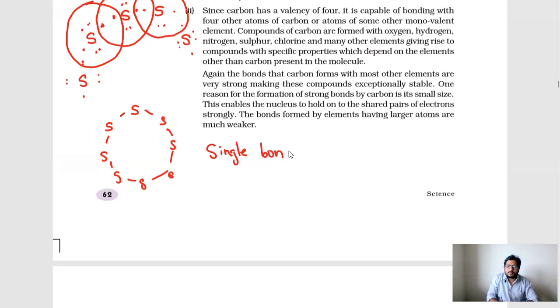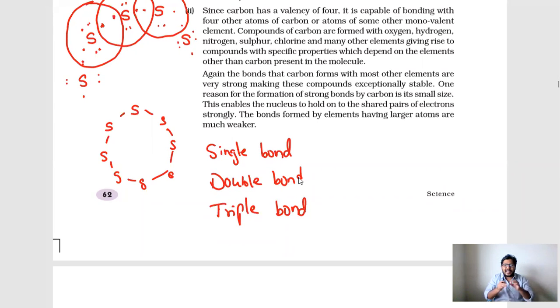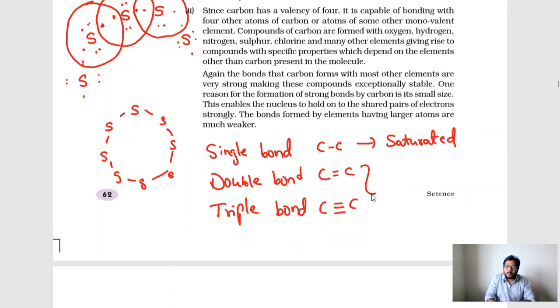single bond, double bond, and triple bond. Whenever you see, guys, 100%, these single, double, triple bonds should be between carbon atoms only. So a single bond between carbon, a double bond between carbons only, a triple bond also between carbon. So a single bond we have to call saturated. Double bond and triple bond we have to call unsaturated.